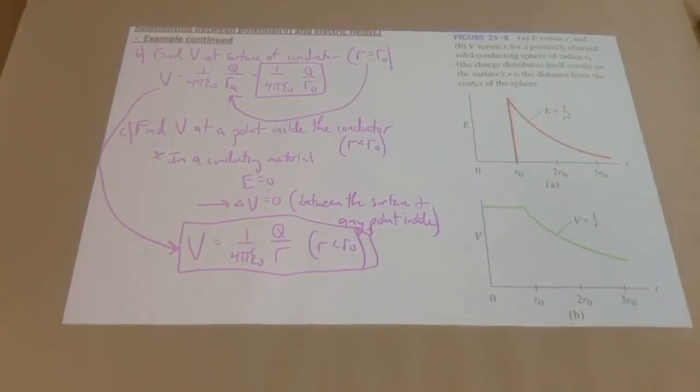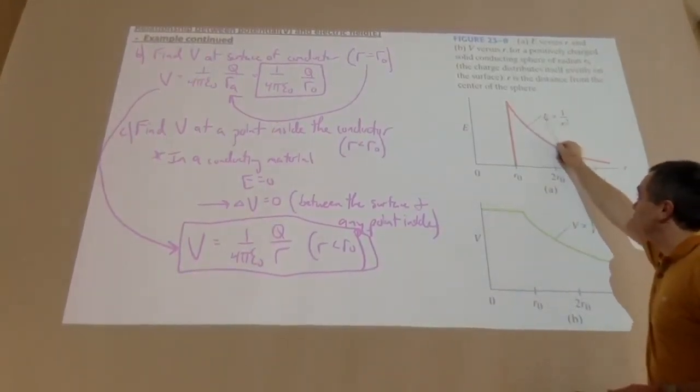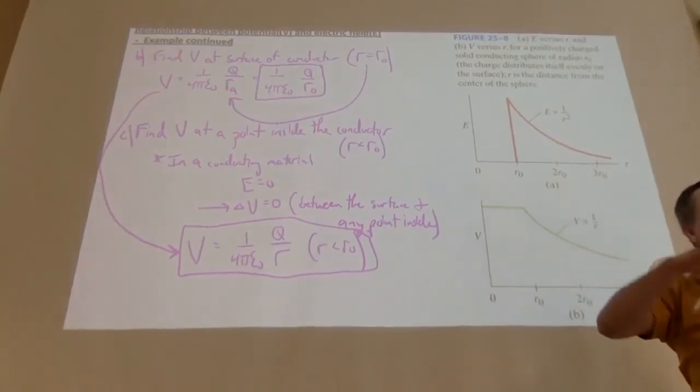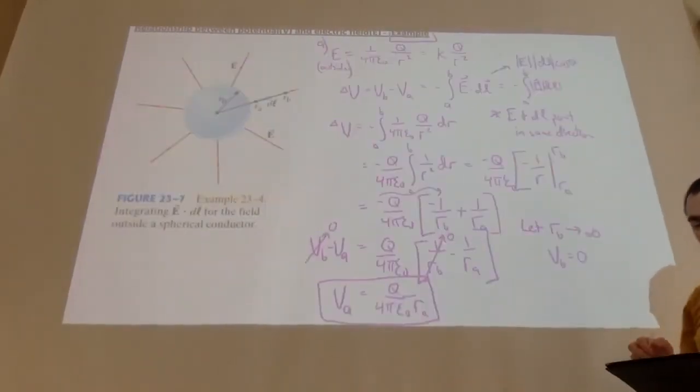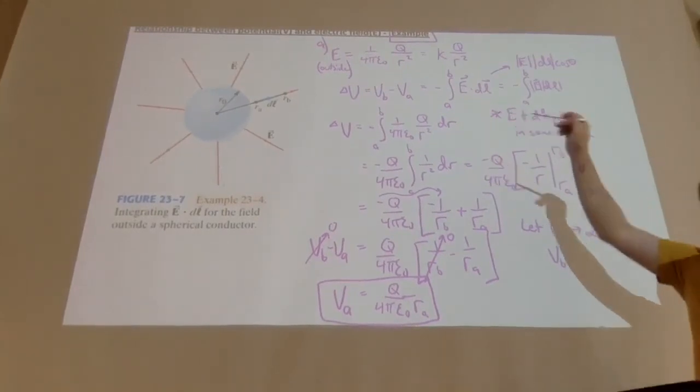That's what the potential is doing. The electric field, on the other hand, remember our electric field equation is proportional to 1 over R squared. And we saw that right there at the top on this slide, right? 1 over 4 pi epsilon naught Q over R squared.